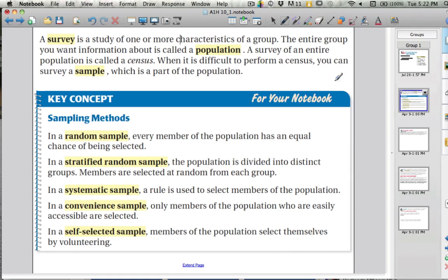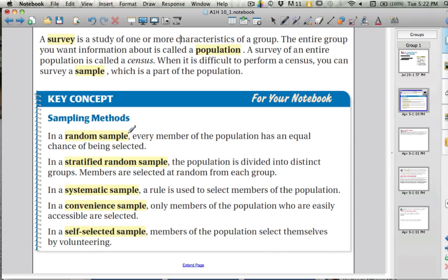Okay, so a survey is a study of one or more characteristics of a group. The entire group you want information about is the population. If I do actually survey the entire population, that's called a census. The United States does that regularly of its population. And when it's difficult to perform a census, which is true most of the time, you could survey a sample, which is a portion of the population.